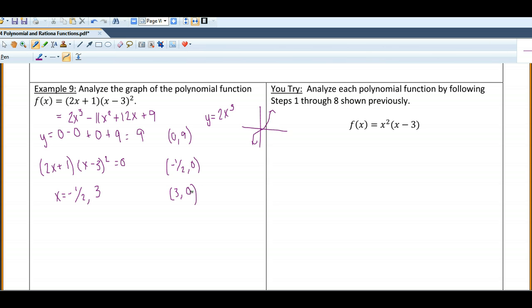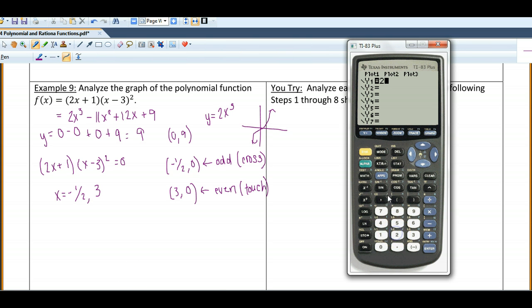So the multiplicity, this one is an even multiplicity, and this one is an odd multiplicity. So this one is going to just touch, and this one is going to cross. Now that we know all these things, I'm going to graph it on a graphing calculator.